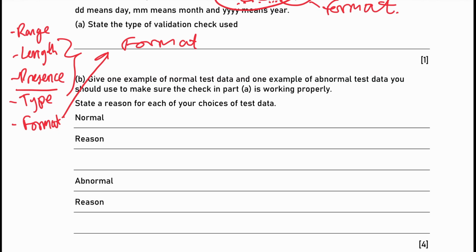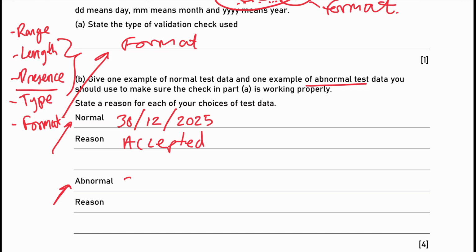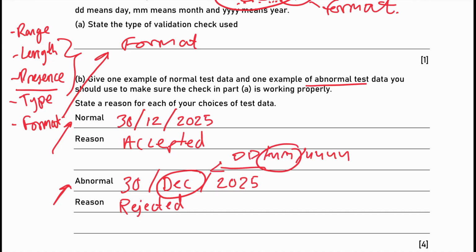Question B has further questioning on test data, and it says that one example of abnormal test data should be used to check that the validation is working. So state an example of a normal and an abnormal piece of test data with the reason why. So normal would be any date in this format, and as you can see, this will be accepted. Something that's not in this format, we'll just write the same date using this, and this should be rejected as this does not meet the requirements. So 2 marks for each for a possible 4 marks.